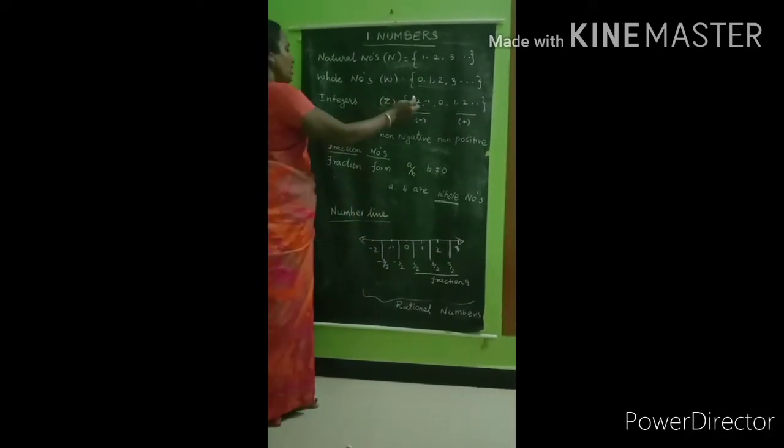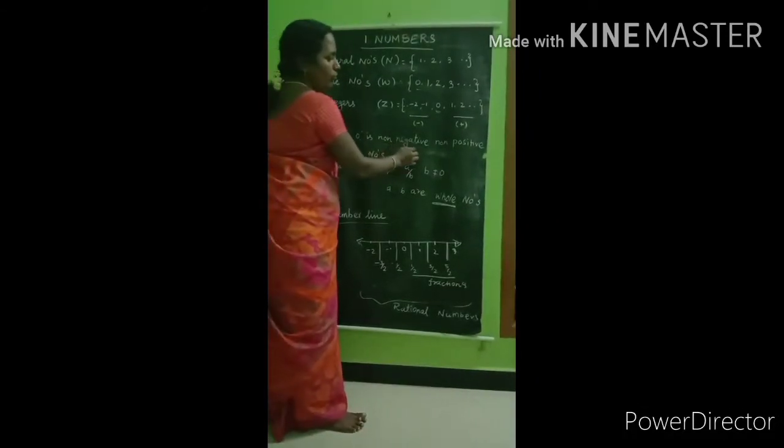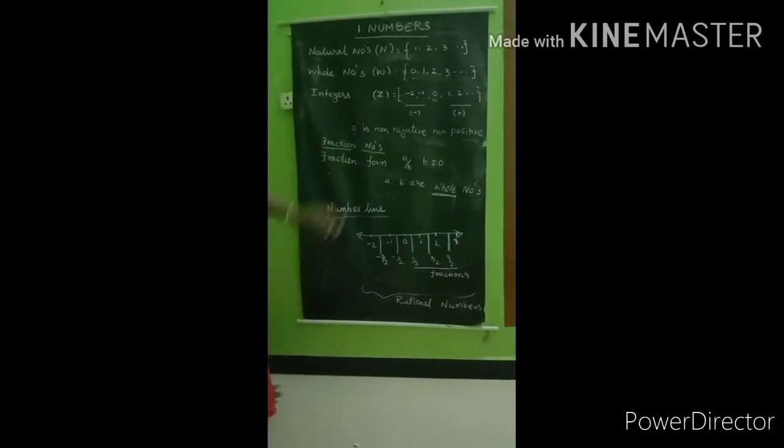Here in integers, 0 is called non-negative and non-positive. We cannot call it negative, and we cannot call it positive.